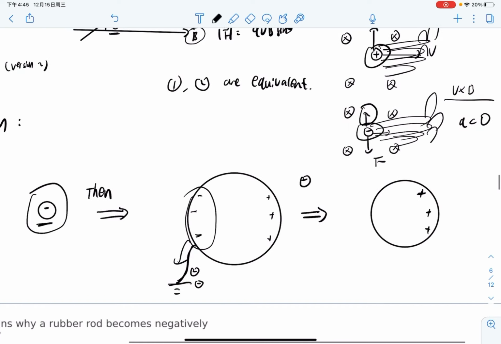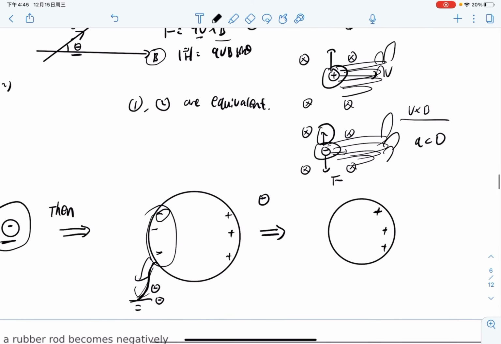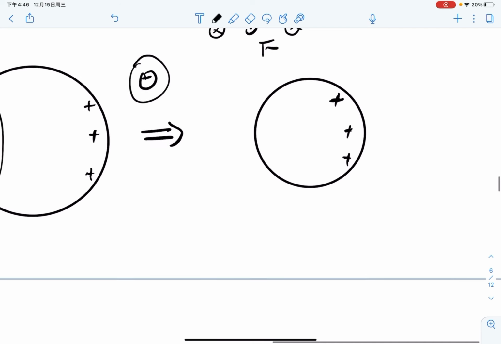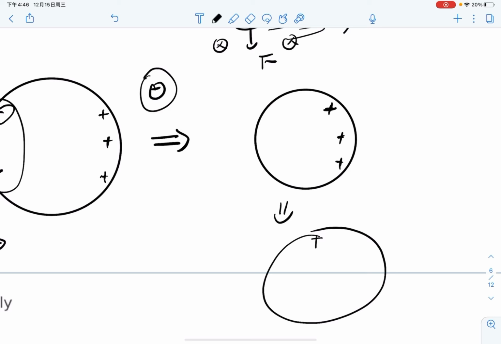And now the overall charge of the metal is positive because negative electrons move away to the ground. And when you remove the ground connection, the charge will be left alone, and this will result in the charge spreading evenly on the surface of the metal.